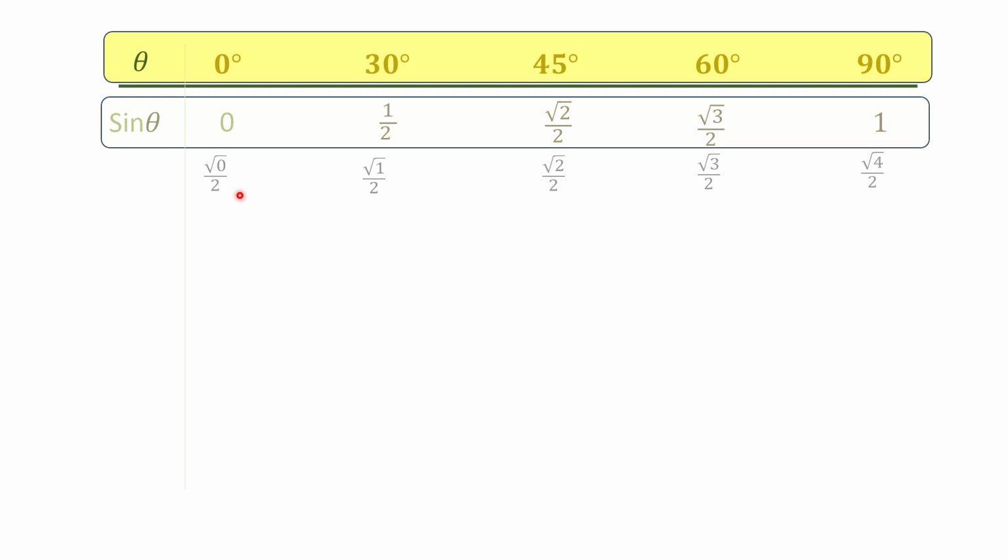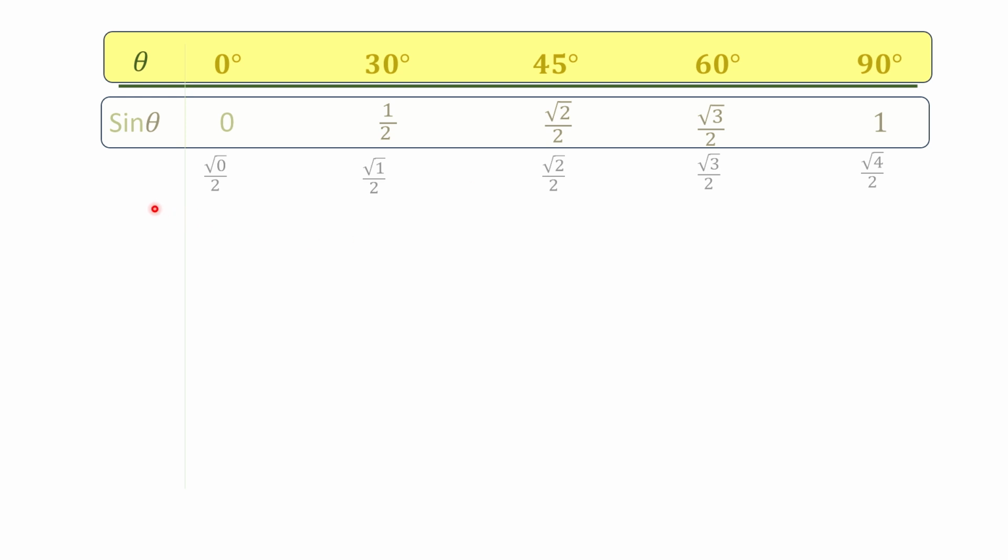Okay. So this sequence, you can describe it as a term rule. So this sequence starts from root 0 divided by 2, and then you add 1 to the root numbers. So start from root 0 divided by 2, then add 1 for the next term. 0 add 1 is 1. 1 add 1 is 2. And 2 add 1 is 3. 3 add 1 is 4. Okay, so the root numbers add 1.